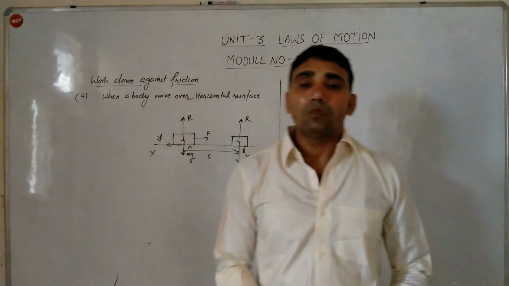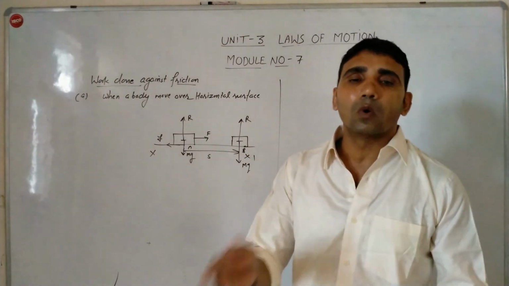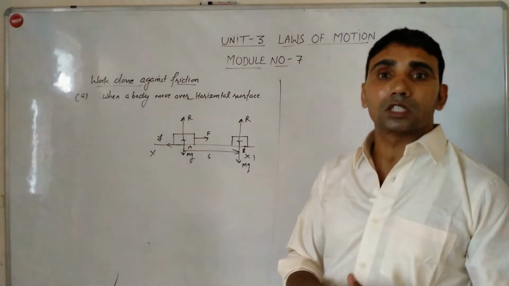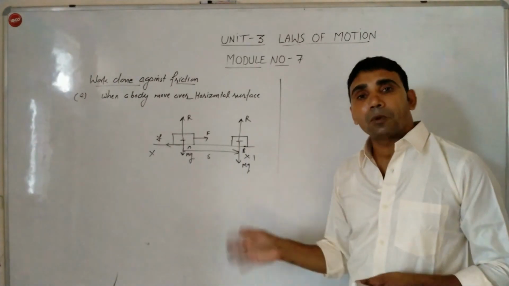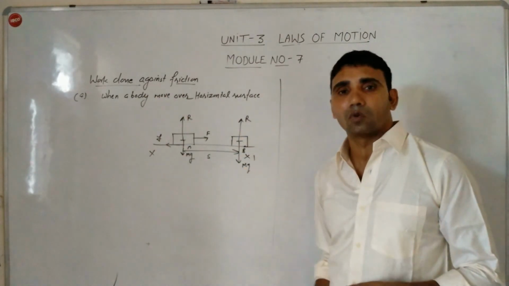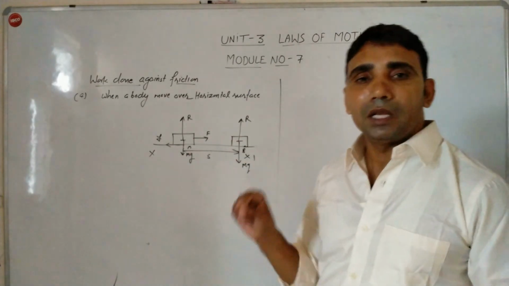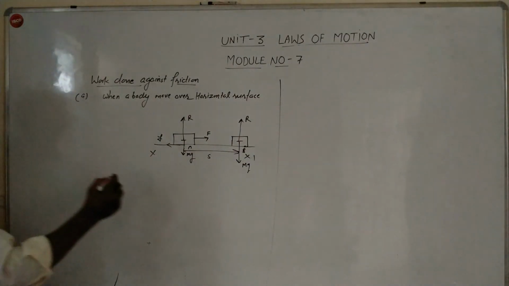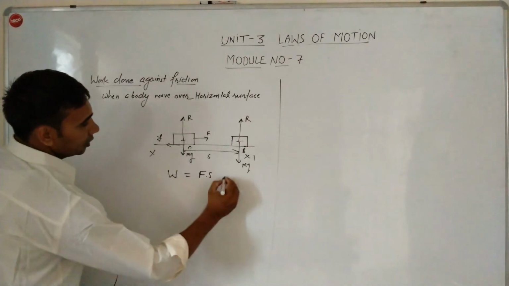Now we want to calculate the work done against friction when a body moves over a horizontal surface. Let us consider a body of mass m placed on a horizontal surface. F is the applied force, R is the reaction force, and mg is the weight of the body acting vertically downward. The body moves from A to B by the applied force. Then the work done is equal to F into S. This is equation 1.